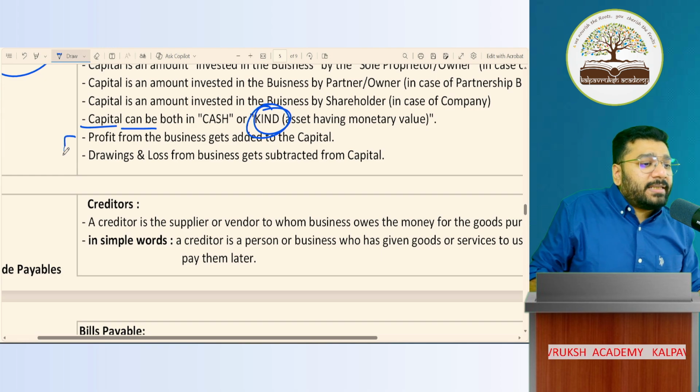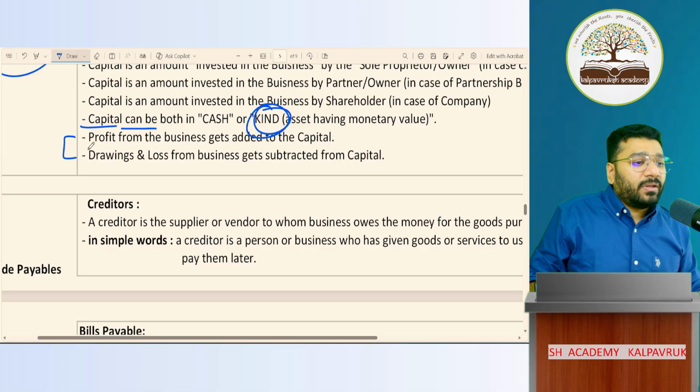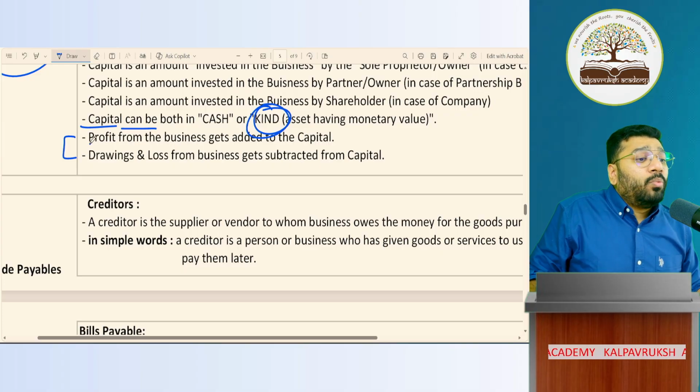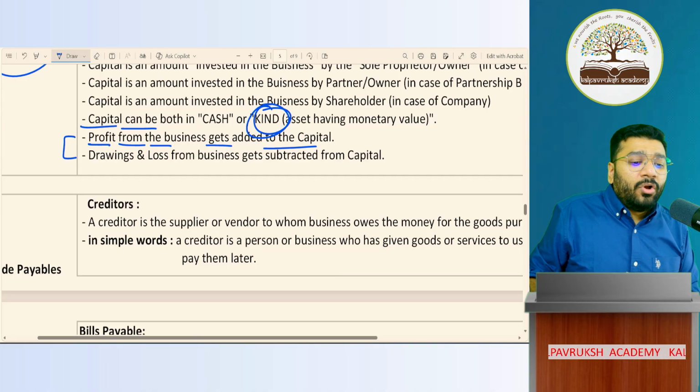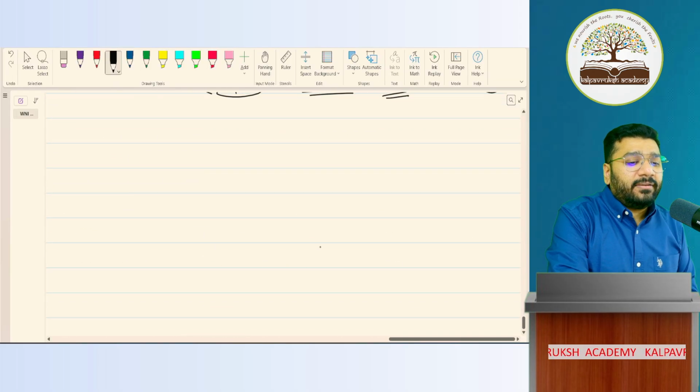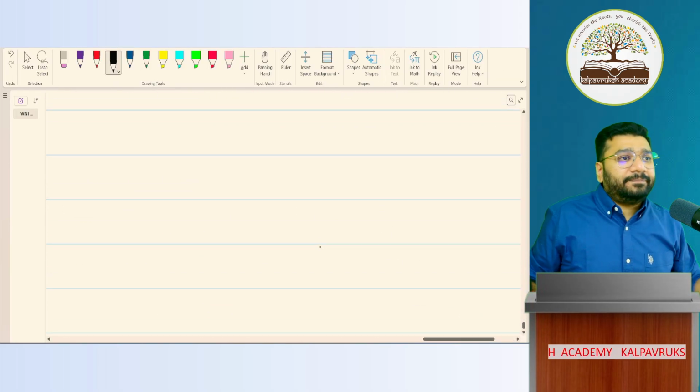Till this we discussed last class. I told you these two points I'll discuss next class, which is today. The first point is, whatever profit the business is earning will get added to the capital. I want to know why.